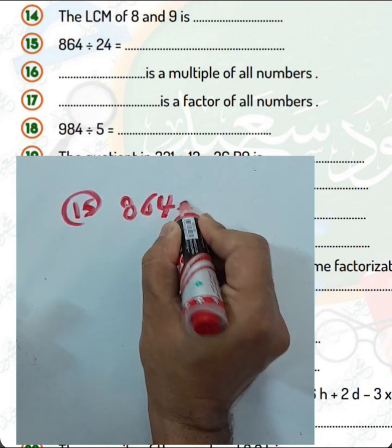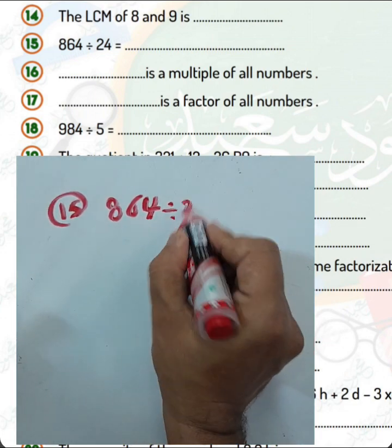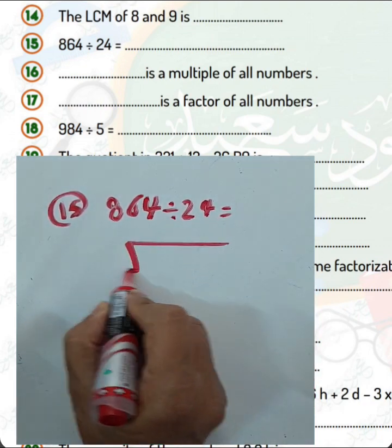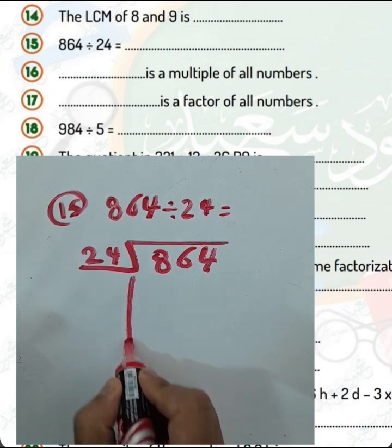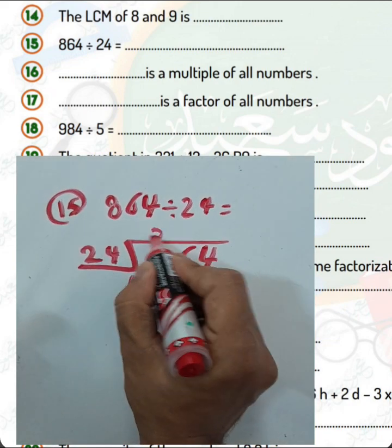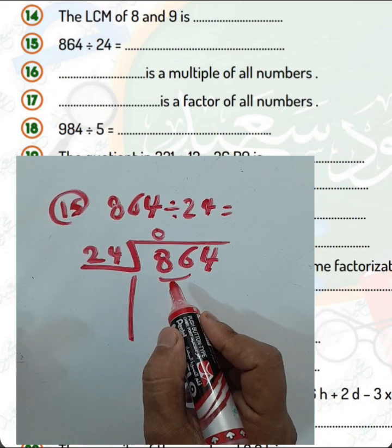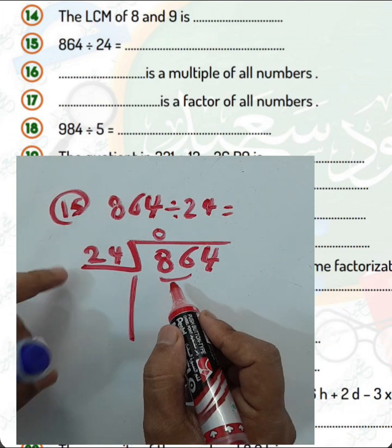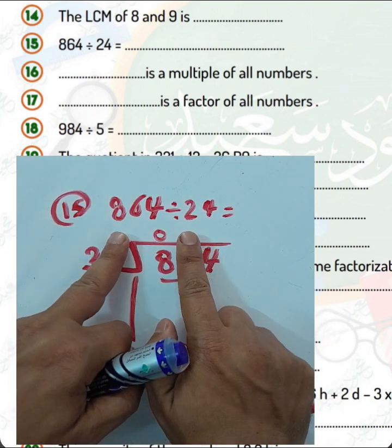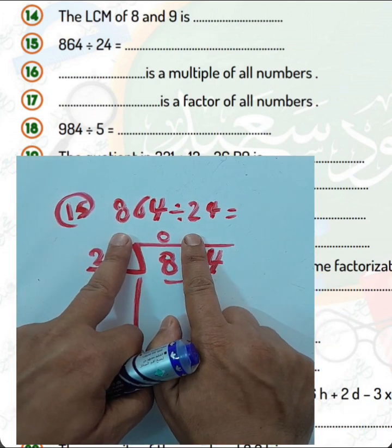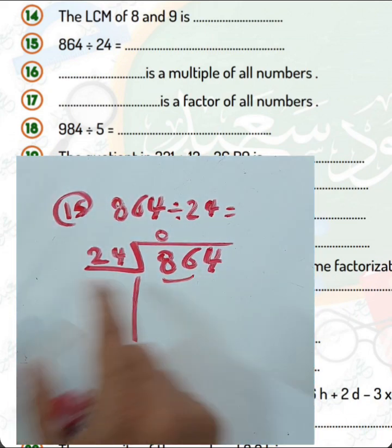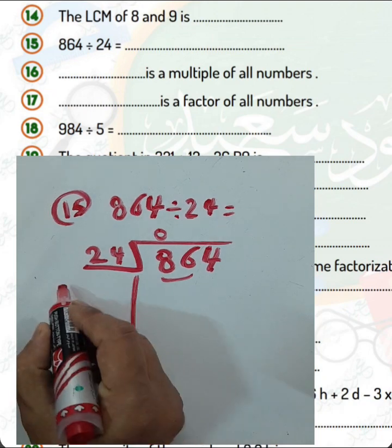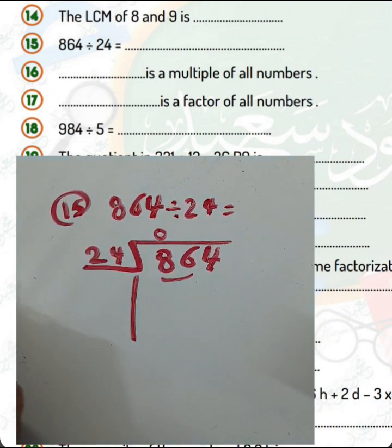864 divided by 24. 8 divided by 24, we can't do it. 86 divided by 24, we must bring down one digit at a time here, and 8 divided by 2 equals 4. But 4 times 24 will be greater than 86. So you must find the result by multiplying by 3.